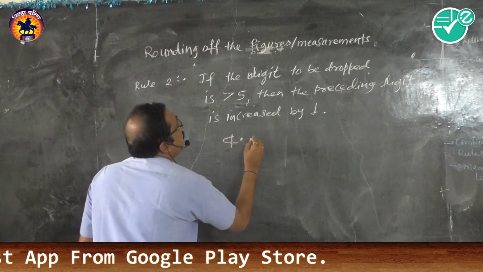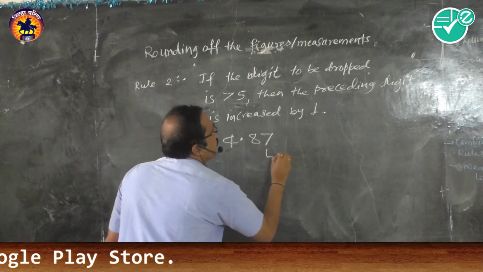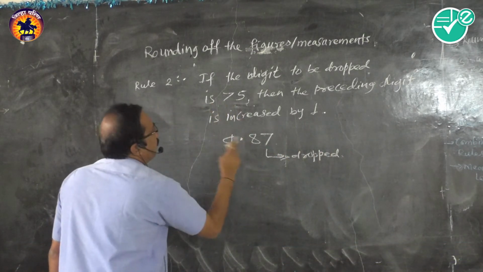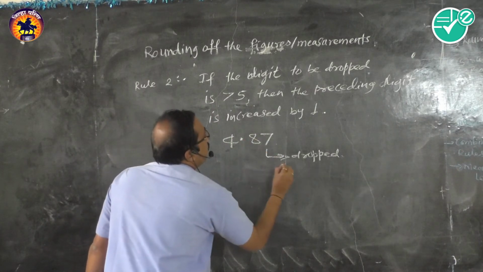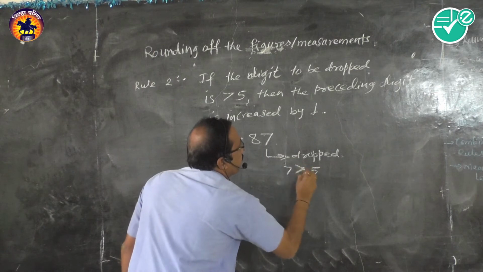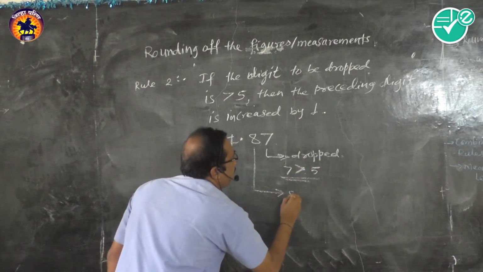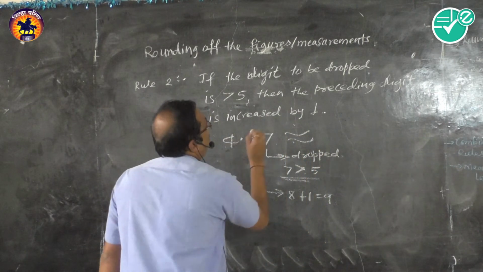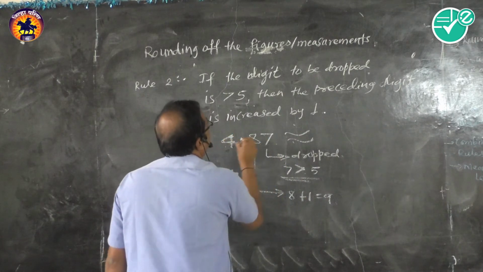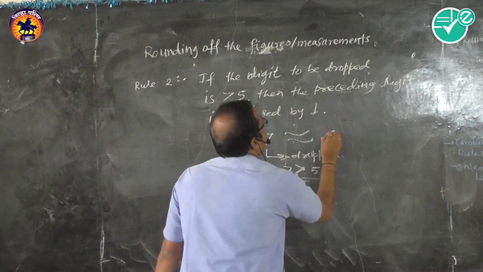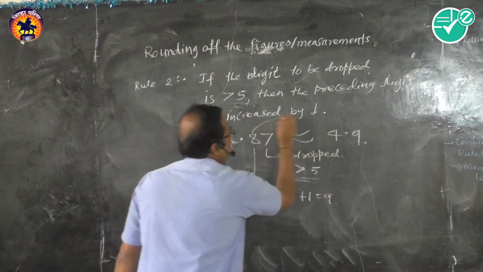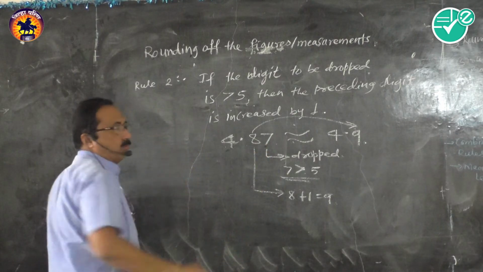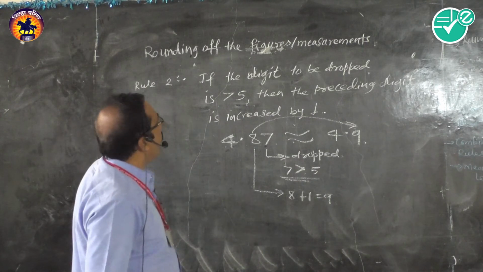Suppose 4.87. So here 7 is to be dropped. If you want to round up the number, this 7 is greater than 5. Therefore this number is incremented by 1. So the measurement 4.87 is rounded as 4.9. This 8 becomes 9 because this has been dropped and this is greater than 5 by this rule number 2. Isn't it? So this is the second rule.